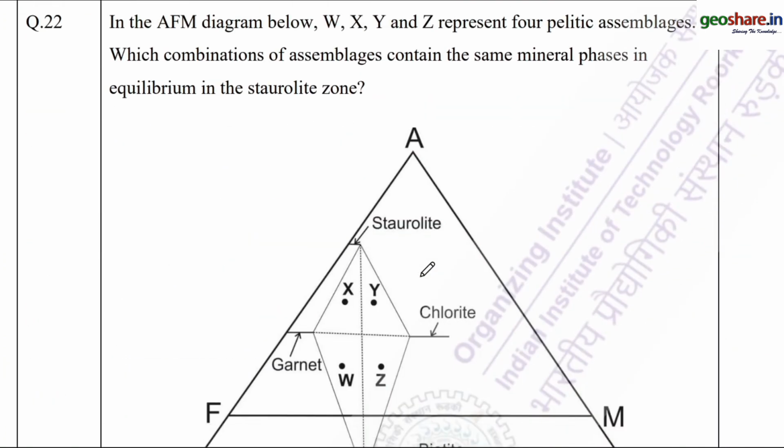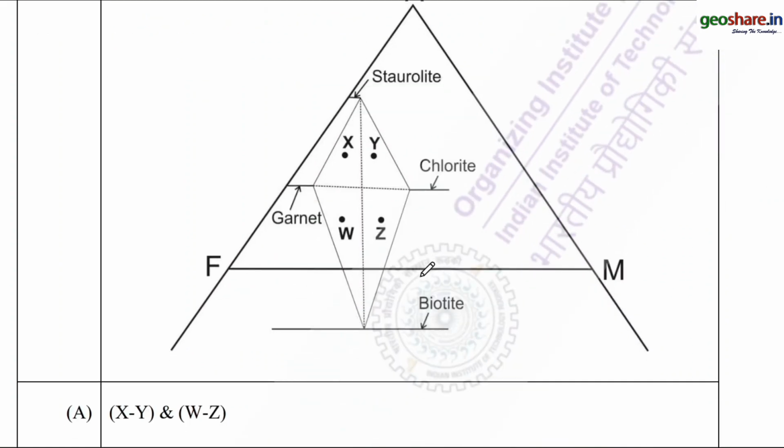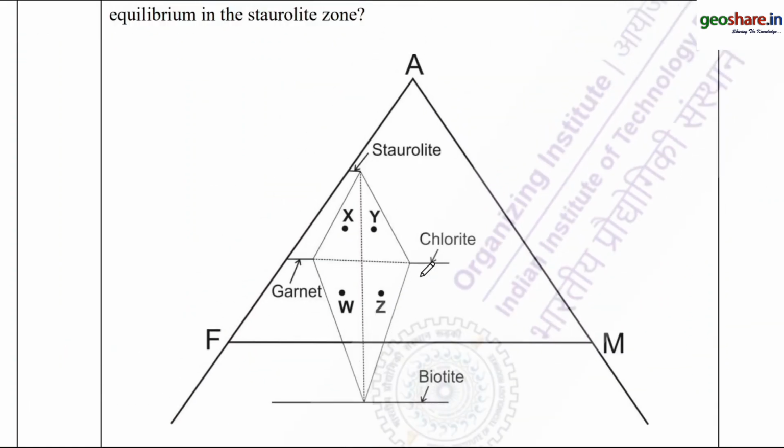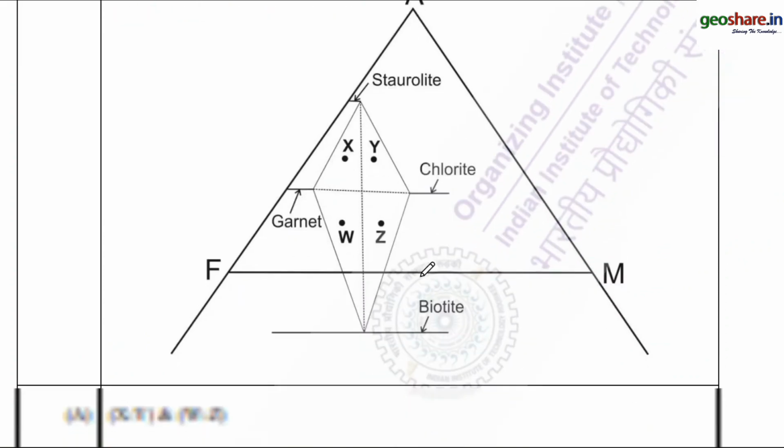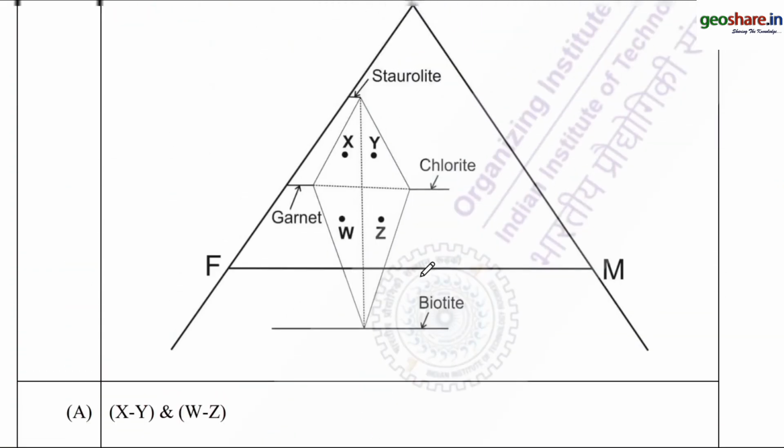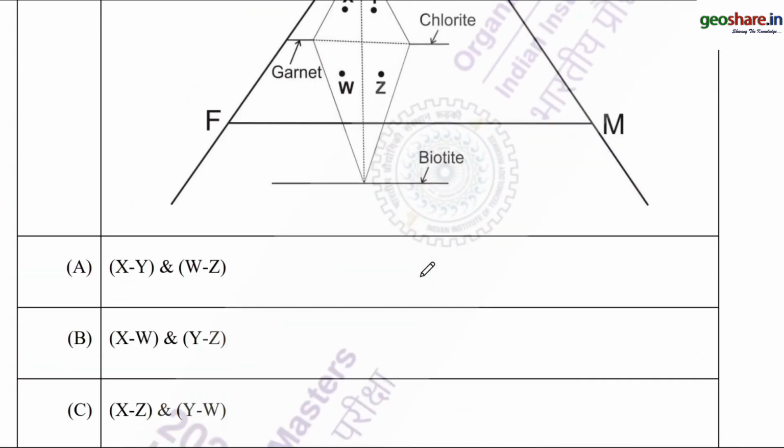In the AFM diagram below, W, X, Y, and Z represent the four pelitic assemblages. Which combination of assemblages contains the same mineral phases in equilibrium in the staurolite zone? This is the figure, and the answer will be B.